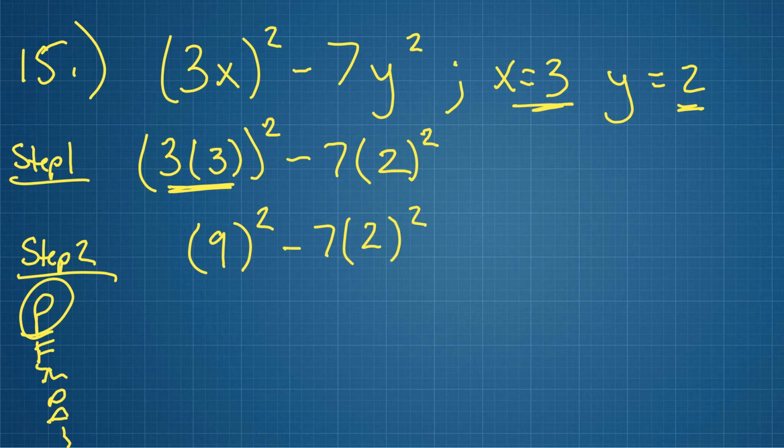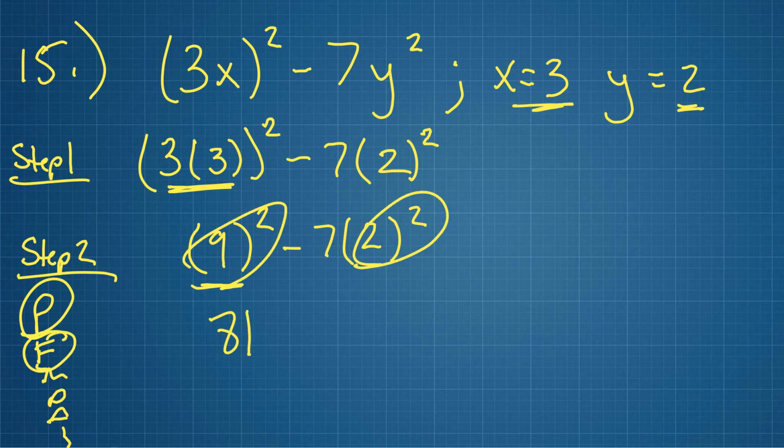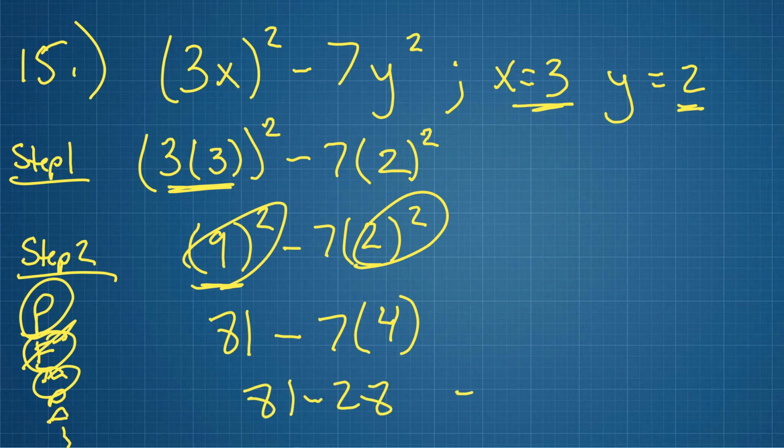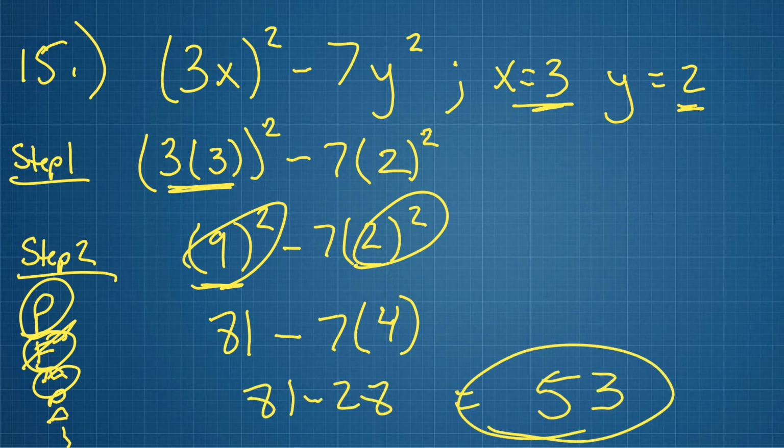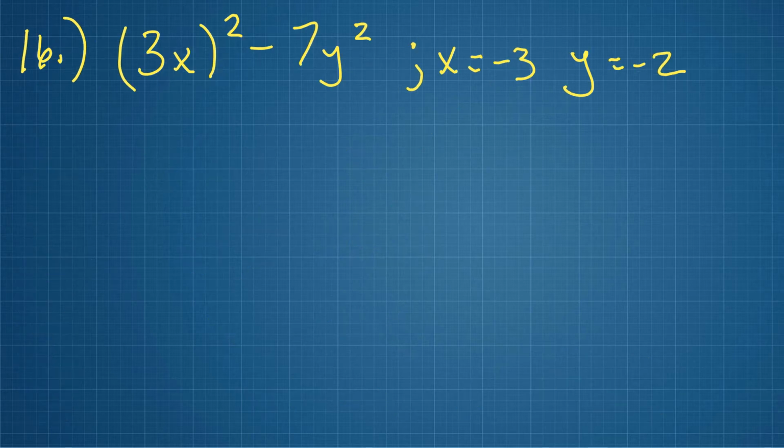Now, a lot of people made this mistake where they did minus 7 times 2. You have to do exponents first. So I have to do 9 squared, I have to do 2 squared. So I get 81 minus 7 times 2 squared is 4. Now, I can't do 81 minus 7 yet. I have to do the multiplication. 7 times 4, so I have 81 minus 28. Therefore, your final answer is 53. And that's it. So, same exact problem, except this time x is negative 3, y is negative 2.